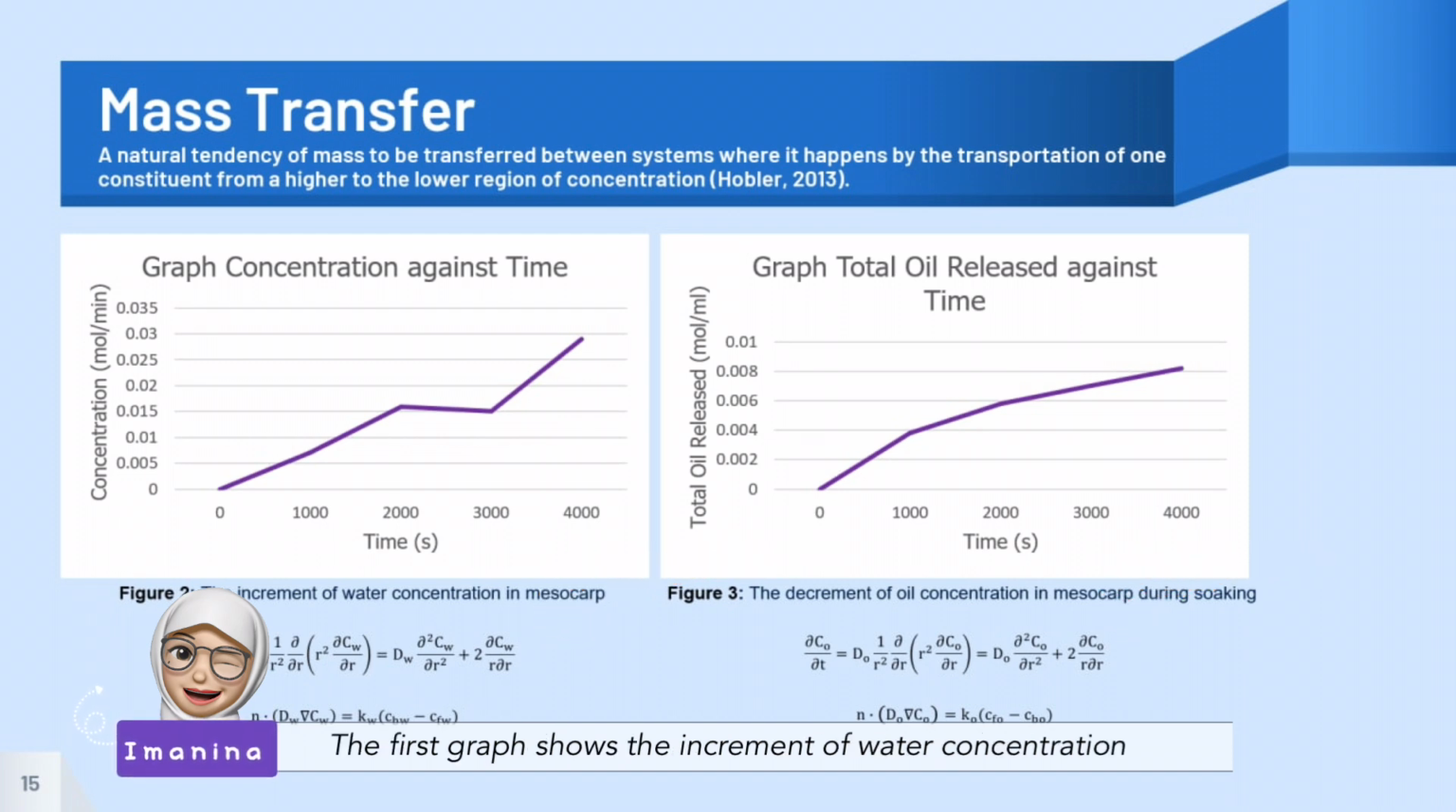The first graph shows the increment of water concentration, meanwhile the second graph shows the decrease of oil concentration in the mesocarp. To sum up, mass transfer occurs in the production of palm oil, such as in the digestion phase where water diffuses into the fruit mesh whereas the oil is released.